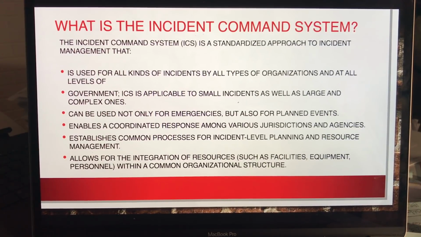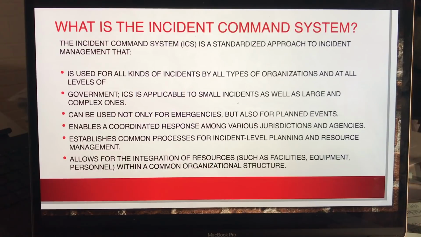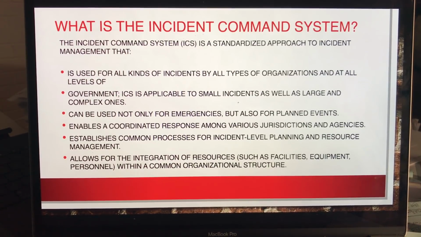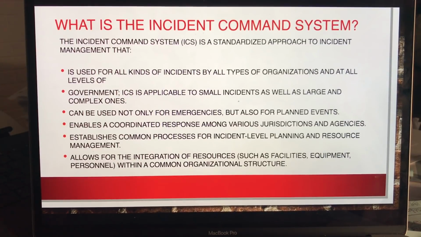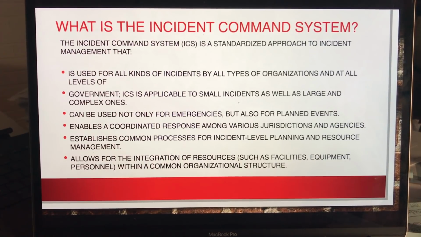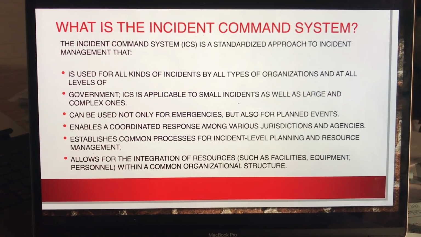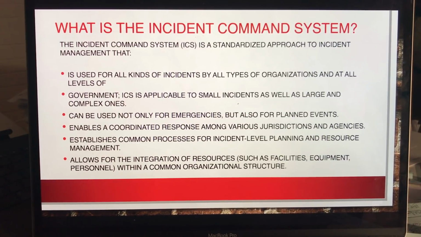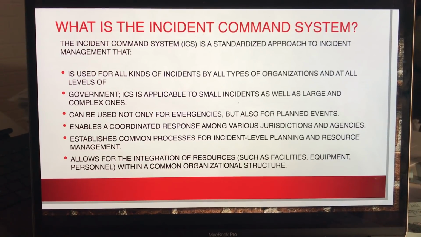It enables a coordinated response among various jurisdictions and agencies. It establishes common processes for incident-level planning and resource management. It allows for the integration of resources such as facilities, equipment, and personnel, all within a common organizational structure.